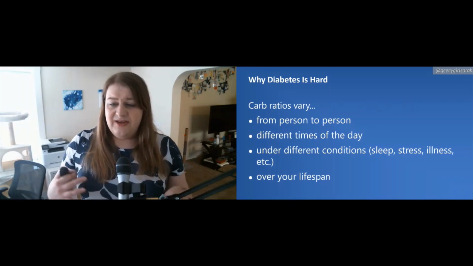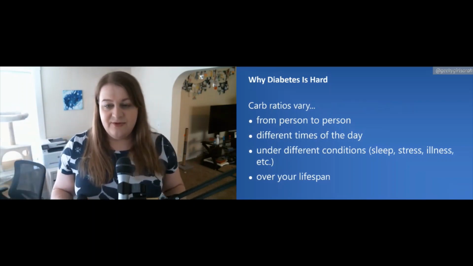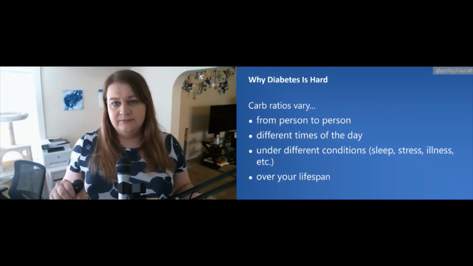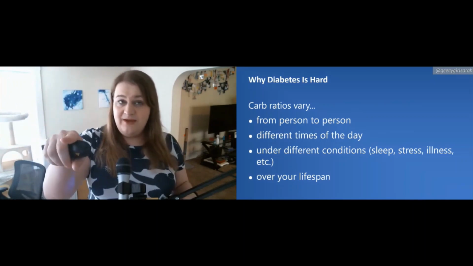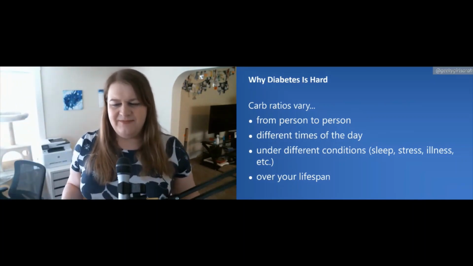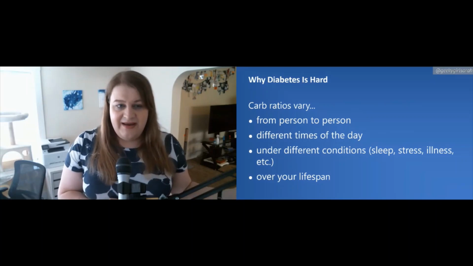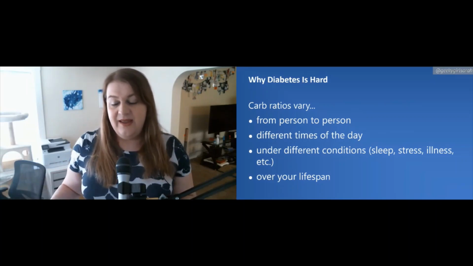So carb ratios can vary. They vary from person to person. So you have a different carb ratio than I do. And this would be the point where I would point at the audience and say, you have a different one from you, who has a different one from you. It can vary at different times of the day. I found I need more insulin in the morning than I do in the evening.